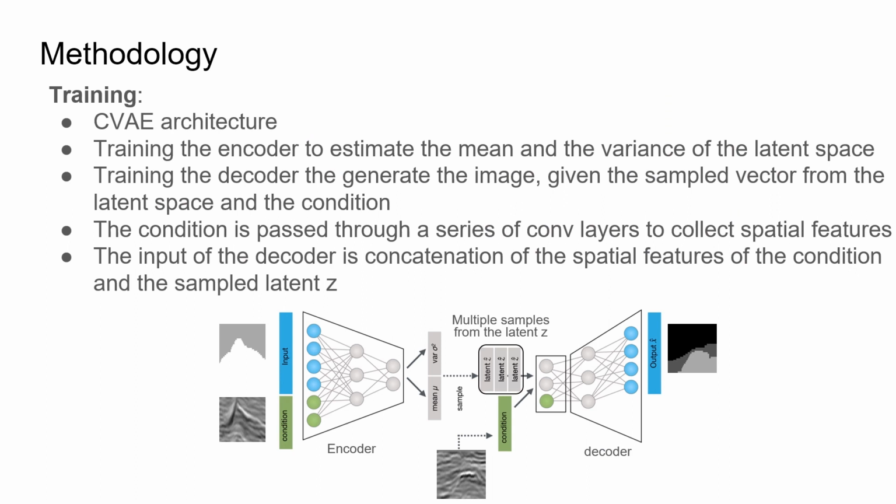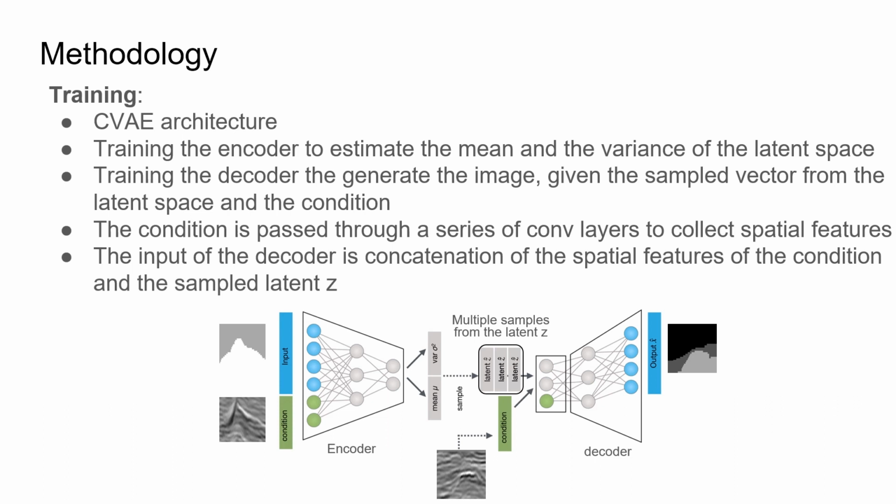The conditional variational autoencoder has 2 main parts, the encoder and the decoder, where the latent space lies between them. The latent space is modeled as a normal distribution where the encoder learns to estimate its mean and variance from the training data. After that, we will sample some vectors from the latent space and concatenate them with the condition.